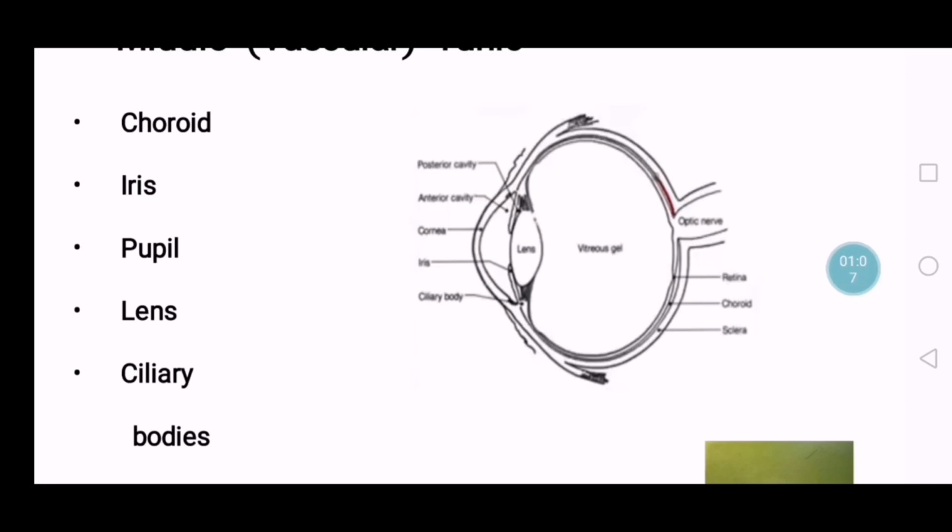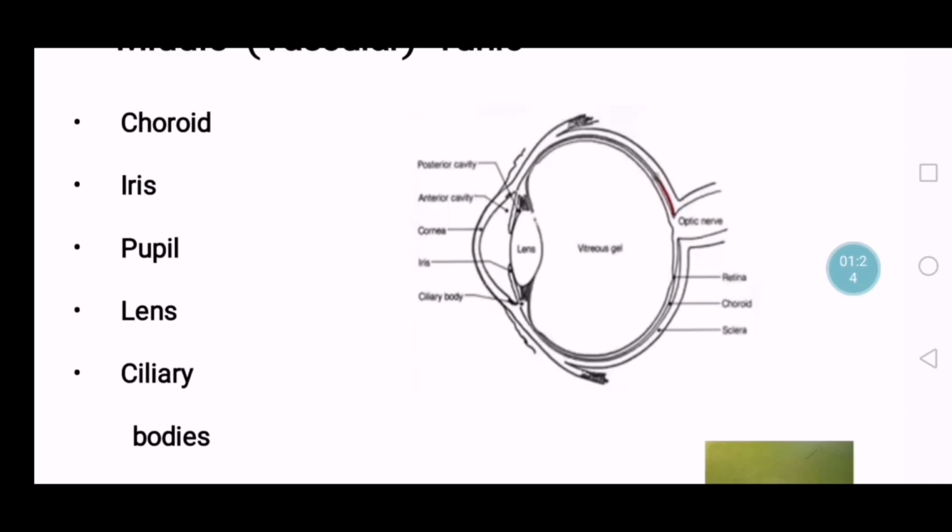Overlaying the ciliary body and visible in the anterior eye is the iris, the colored part of the eye. The iris is a smooth muscle that opens or closes the pupil, which is the hole at the center of the eye that allows light to enter.